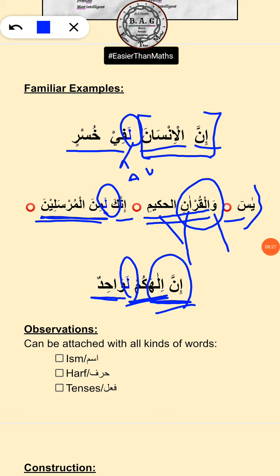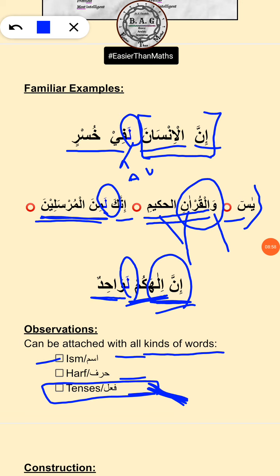Now, what do we observe? The first thing that we can observe is that it can be attached to all kinds of words: ism, harf, as well as fail. Now, I'll show you the examples of its attachment with fail in the next lesson, inshallah. However, just take my word for it that it does attach with fail too. The examples that I've mentioned here show that Laam-e-taakeed gets attached with ism, for example here, okay, and then it can also attach with harf, as I presented in the first two examples, lafi and then laminal.